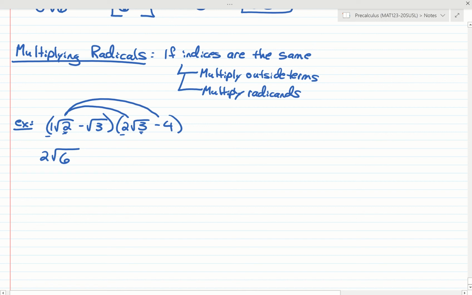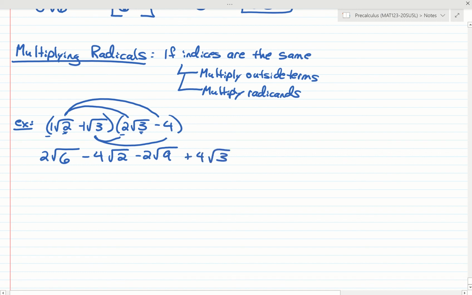So the 4 doesn't have any radical, right? So I'm just going to multiply 1 times negative 4. And then the square root of 2 has nothing to be multiplied with. Multiply the inner terms. Negative 1 times 2 is negative 2. Square root of 3 times square root of 3 is 9. And then negative 1 root 3 times negative 4 is positive 4 root 3.